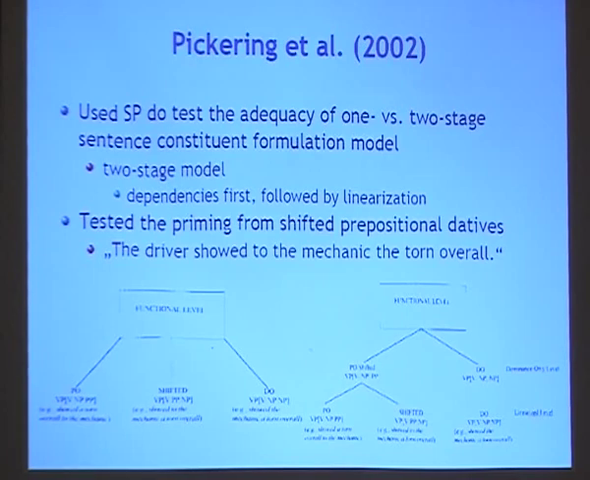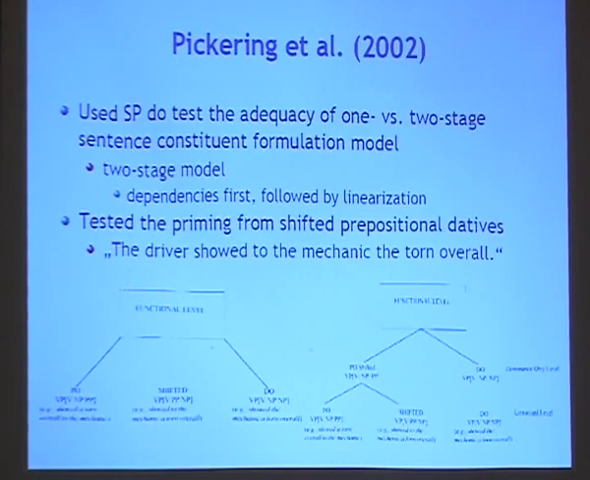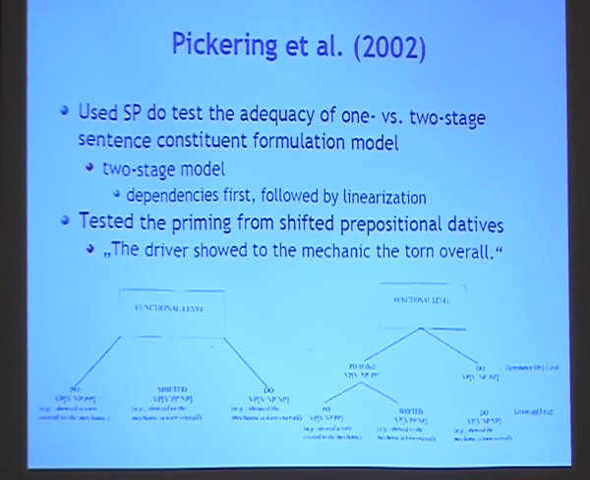What the experiment showed was that this sort of prime had no effect on the targets, on the picture descriptions that were elicited in the experiment. This suggests, at least according to Pickering's interpretation, that the one-stage model is more adequate than the two-stage model. Because in the two-stage model, the structure of this is actually the same as the structure of a standard prepositional dative.